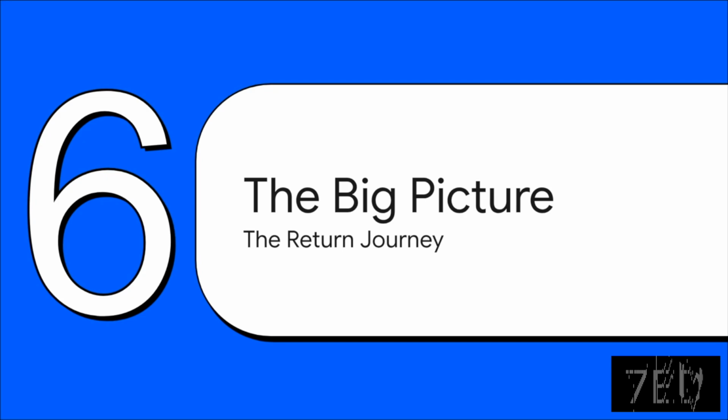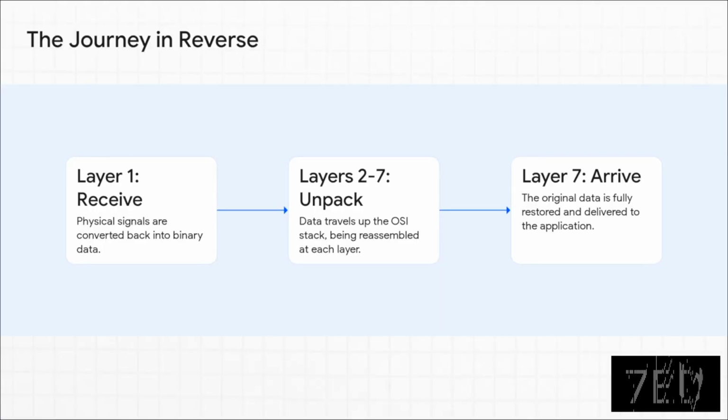So what's the big takeaway here? Well, of course, communication is a two-way street, right? When those signals get to the destination computer, this entire process just happens in reverse. The physical layer turns the signals back into binary code, and the data travels all the way back up the stack, from 1 to 7, where it's handed off, perfectly reassembled, to the application on the other end.